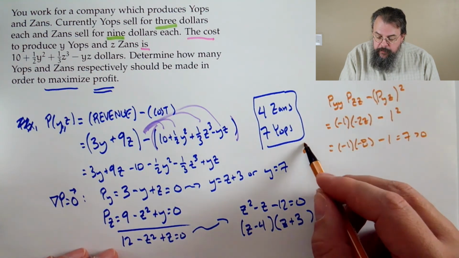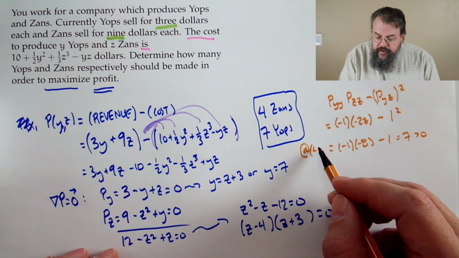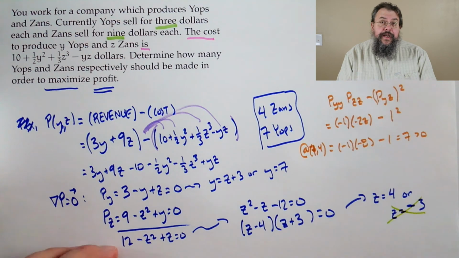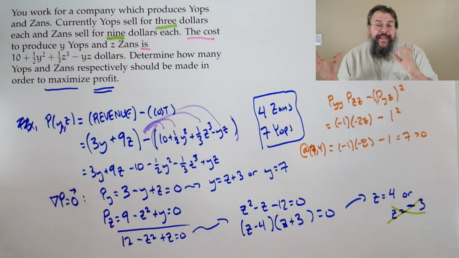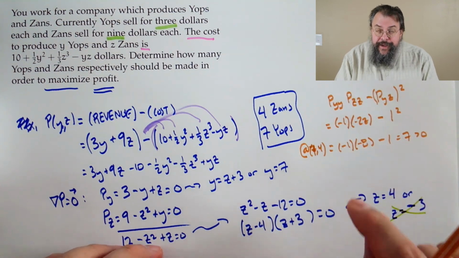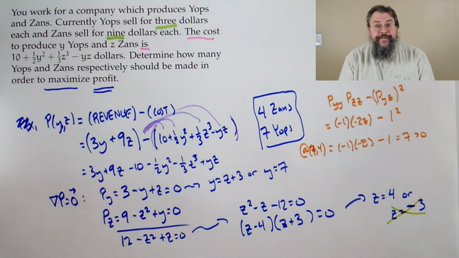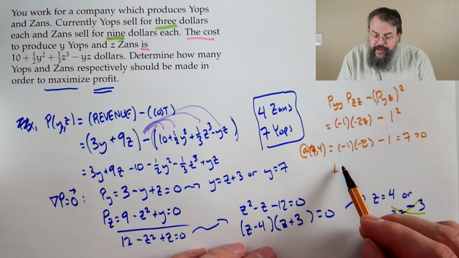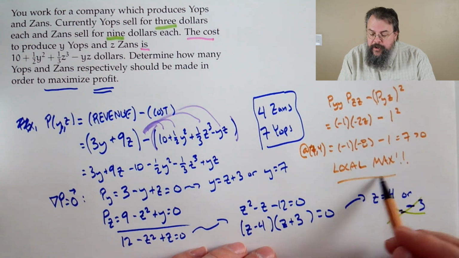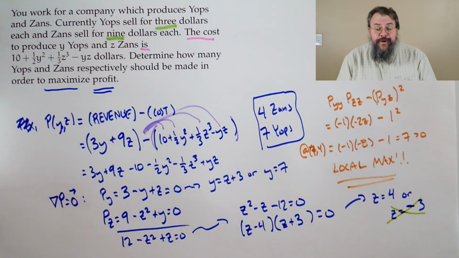So this is at the point 7, 4. We see, hey, positive quantity. It is a local min or max, but more importantly, when we look at these quantities, they're negative. So indeed, this is a local max. Good. Phew. So now we know we're maximizing profit. So we feel pretty good.